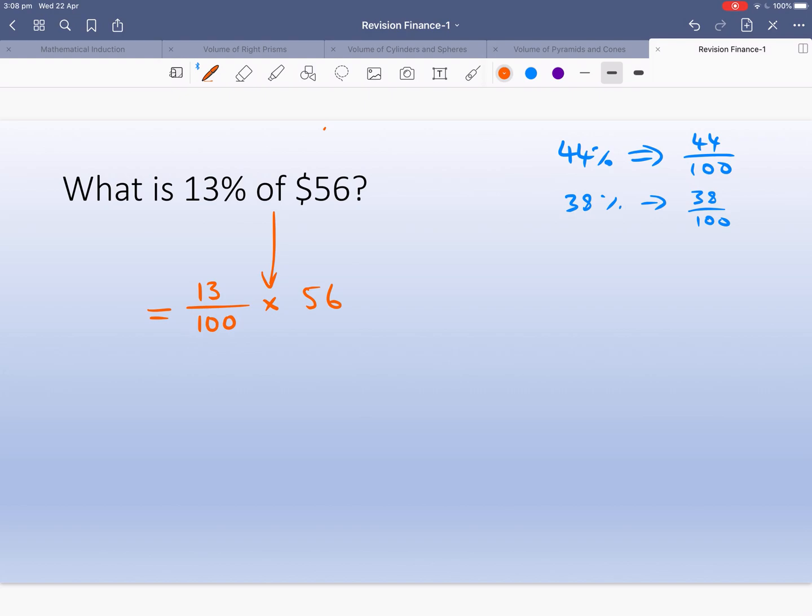Right? So that's all we do when it asks us to do 13% of 56, and the rest is just calculator work. So I'm just popping this into my calculator, 13 over 100 times 56, and I get a number, and I get 7.28. All right, so 7.28 is my answer. So that should be it. 13% of 56. Remember, change English to maths, and off we go.